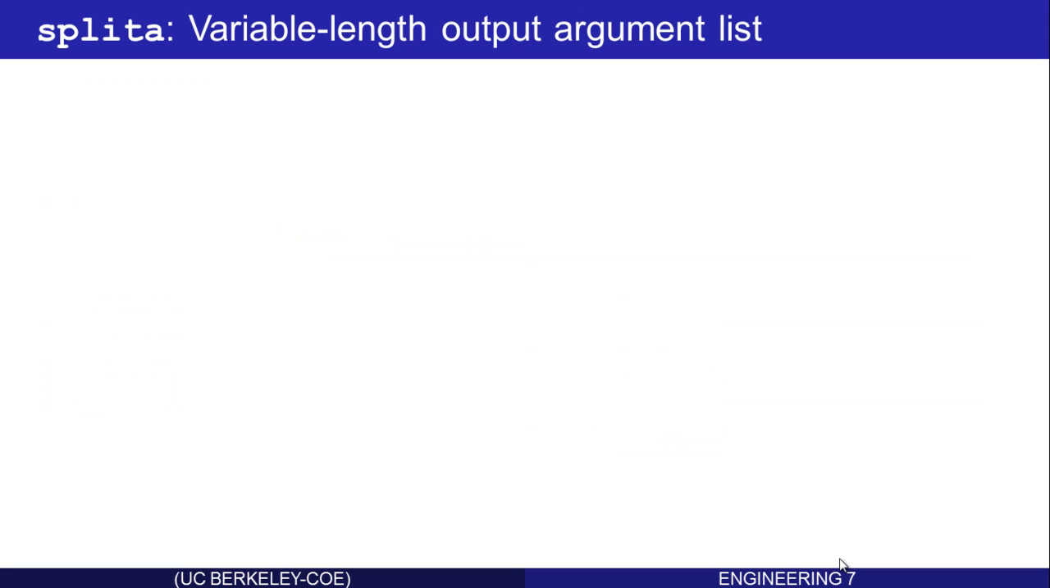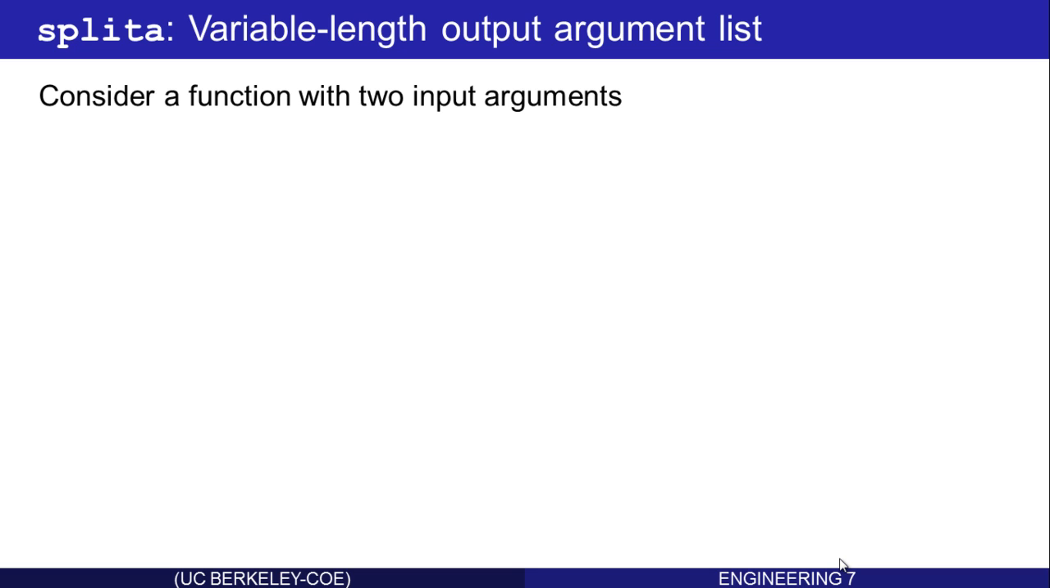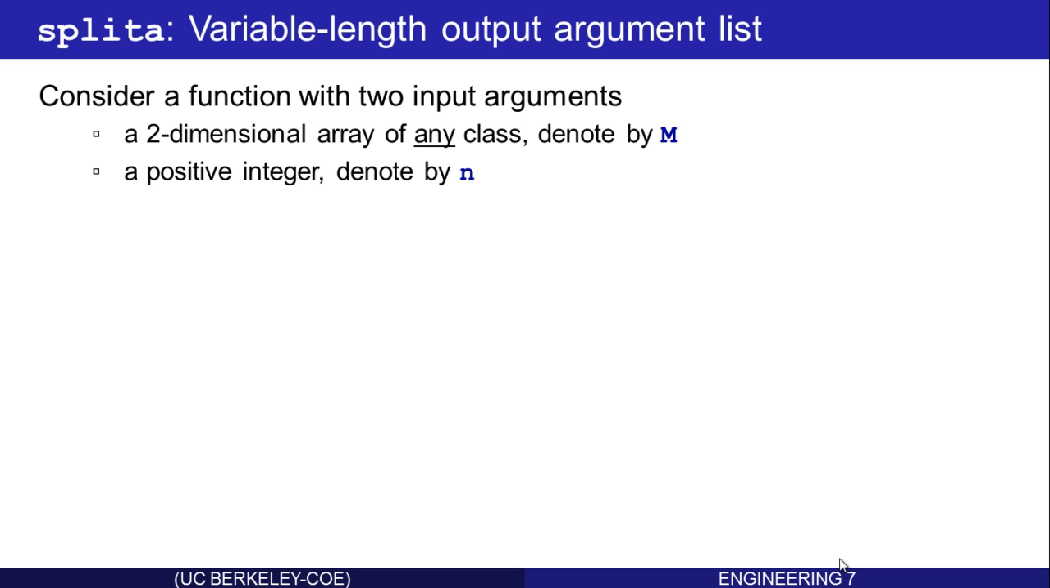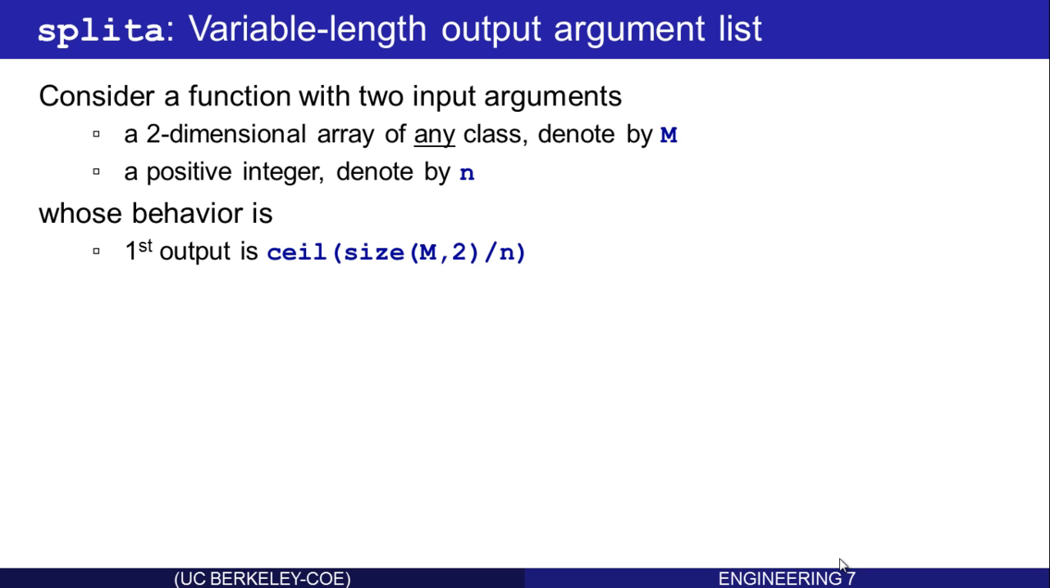We'll do an example of a variable length output argument list with a program called splita. Here's what the function does. It has 2 input arguments. The first is a 2-dimensional array of any class denoted by M, and the second is a positive integer, N. The behavior is the first output should be the column dimension of M divided by N and then rounded up if necessary. It's how many groups you would get splitting the columns of M into groups of N.